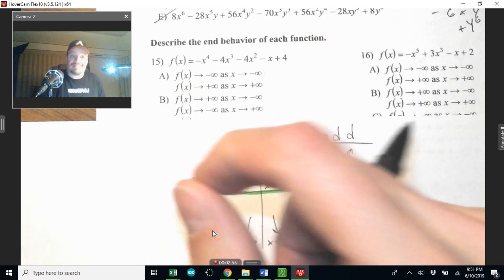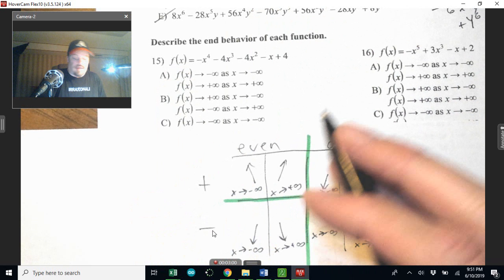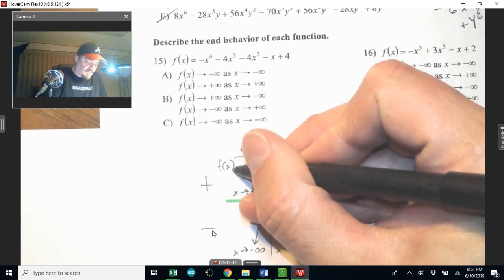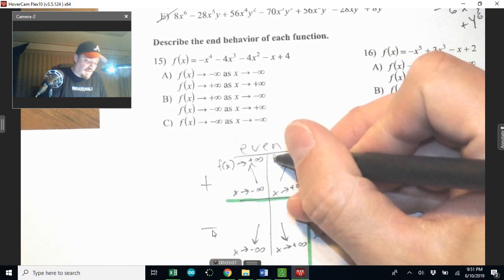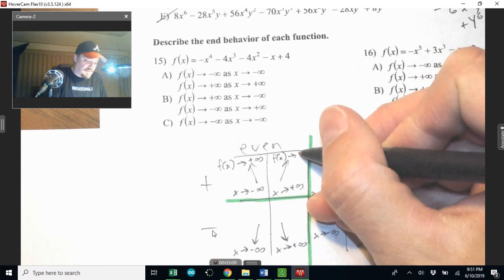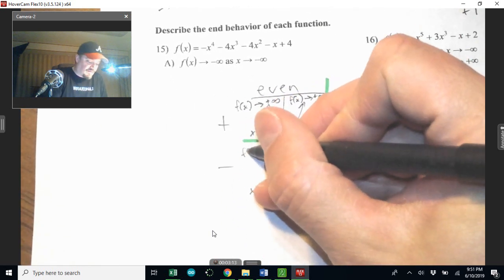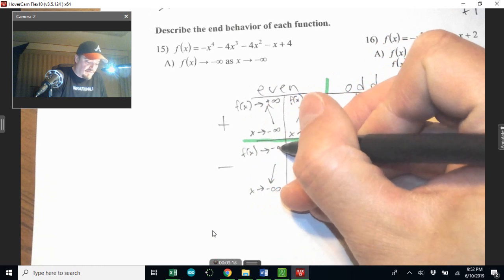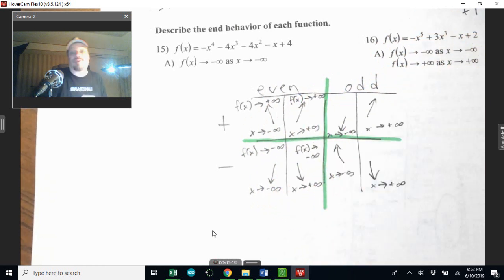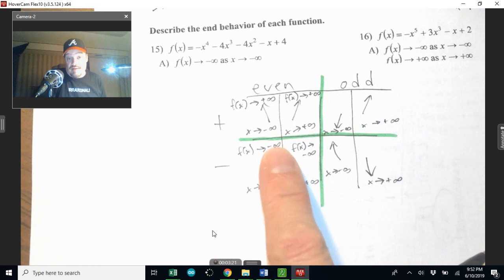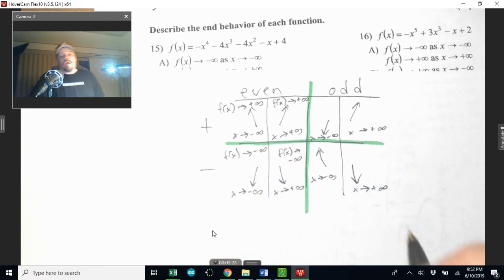The f of x is the determining ingredient. Okay? This says f of x is going up. So f of x is going to positive infinity. This guy is saying f of x is going to positive infinity. All right? And so on and so forth. This guy says f of x is going to negative infinity. This guy is going to negative infinity. Why? Because he's going down. These two are going down, so it's negative. These guys are going up, so he's positive. And so on and so forth.